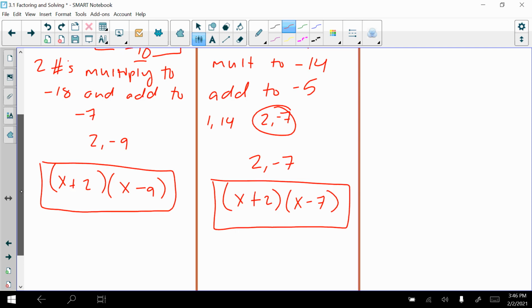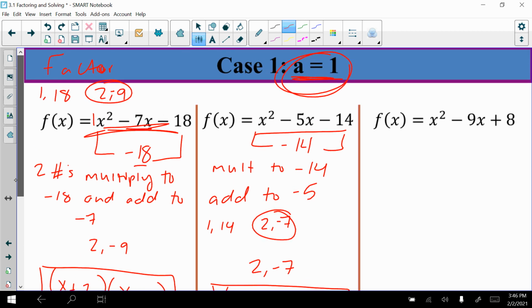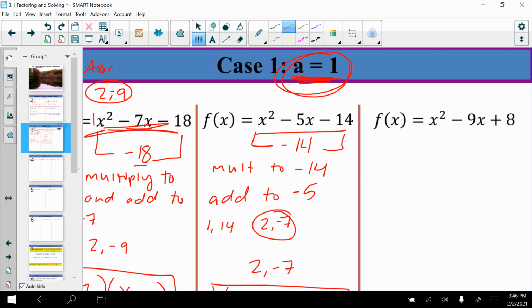Again, all I'm doing is taking this initial equation and factoring. I'm breaking it down and rewriting it as two things that are being multiplied together. That's the whole goal. Okay. So there are a couple of examples of our easy case, Case 1, when the leading coefficient is a 1.